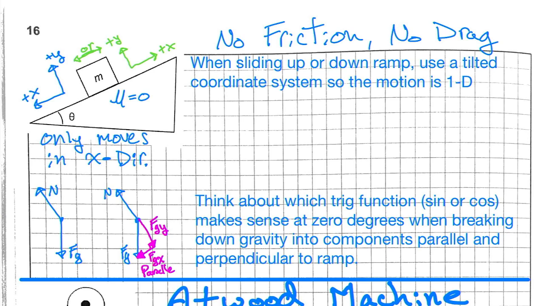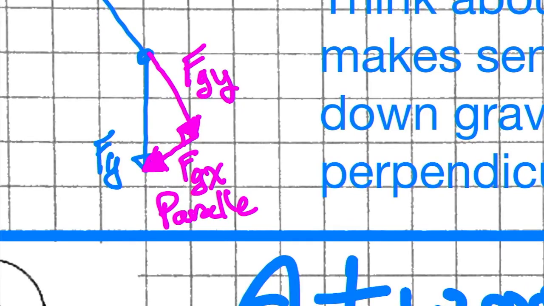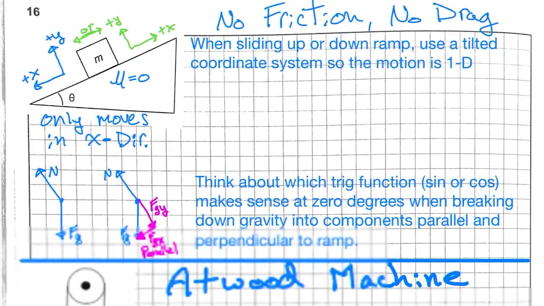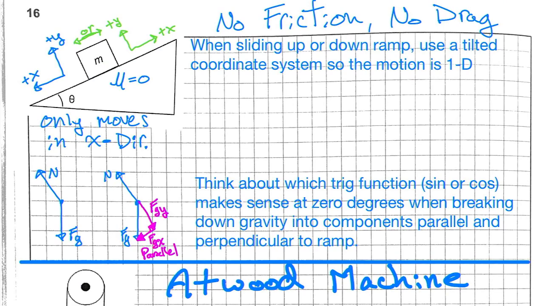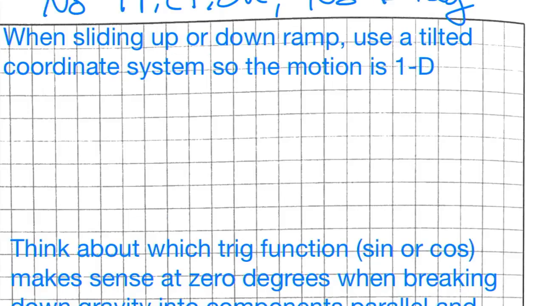So we should think about what makes sense, sine or cosine, for the force of gravity parallel to the ramp or perpendicular to the ramp. What's going to make sense here? So at 0 degrees, if the ramp was at 0 degrees, how much of gravity would pull you down the ramp? None of gravity pulls you down the ramp when the ramp is at 0 degrees, because down the ramp is then horizontal. Gravity doesn't pull horizontal. So we know to use sine for down the ramp. Down the ramp is the x direction.